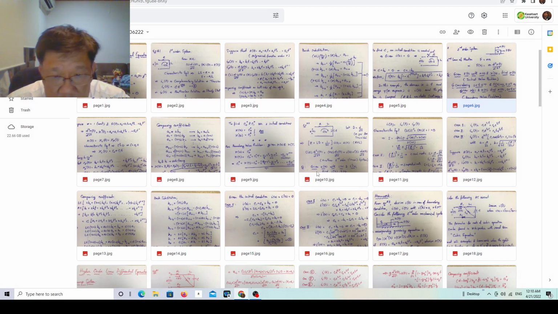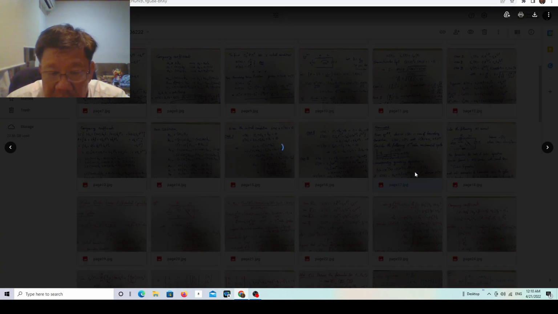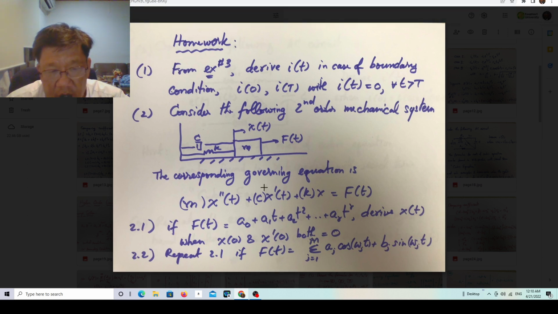For example, after this we also have this homework question on page 17. We want you to derive a general form. This first one we already talked about. The second one is when we consider the full second order mechanical system, with the spring, the mass, and the damper, and with the general governing equation. And we also want you to derive general forms when the given force function is a polynomial of order R or a summation of many sinusoids with different frequencies.